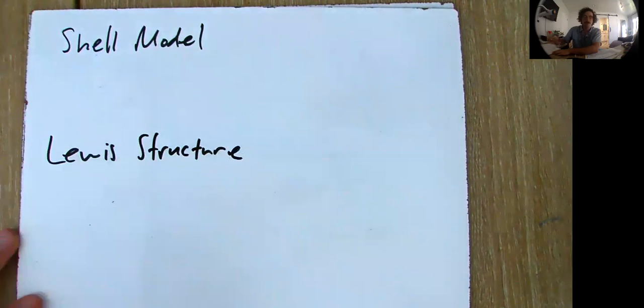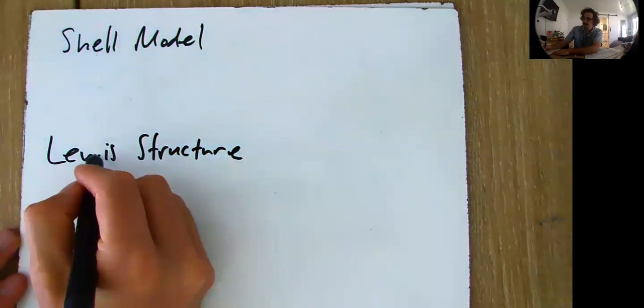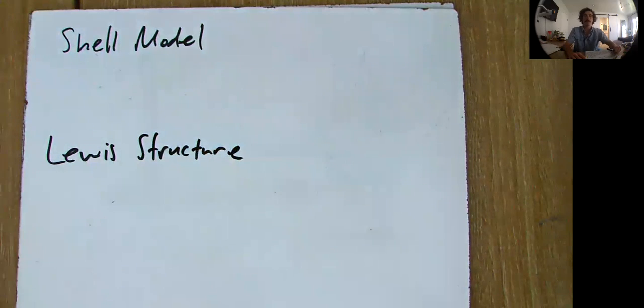Wonder who that was named after. Sometimes scientists are a little bit conceited, if you ask me. This is also known as the electron dot structure.